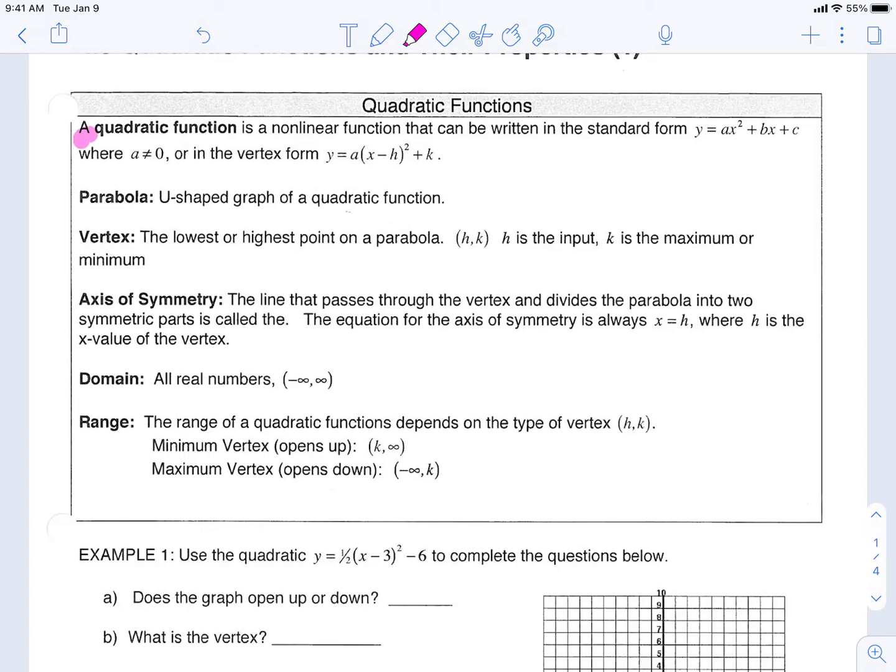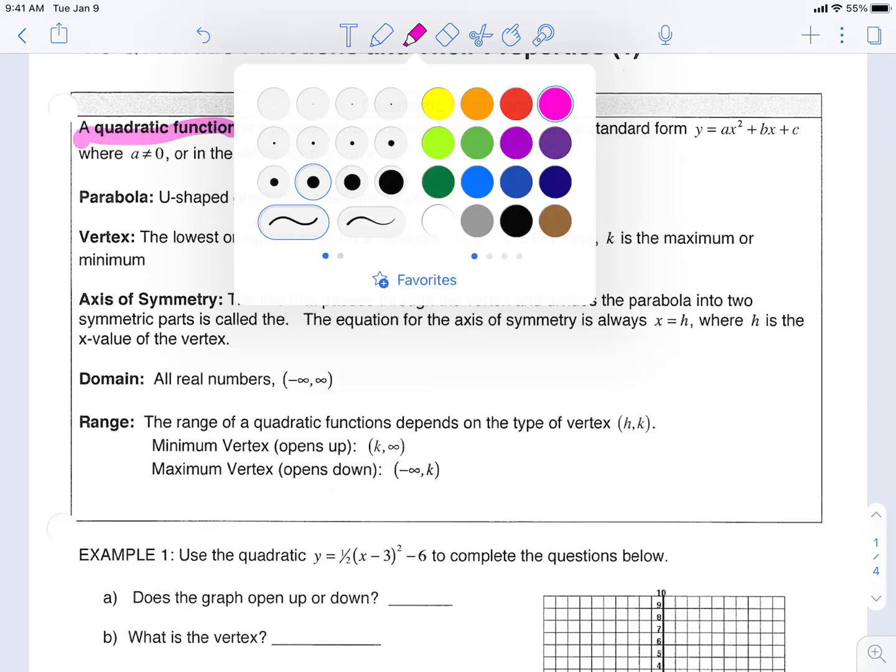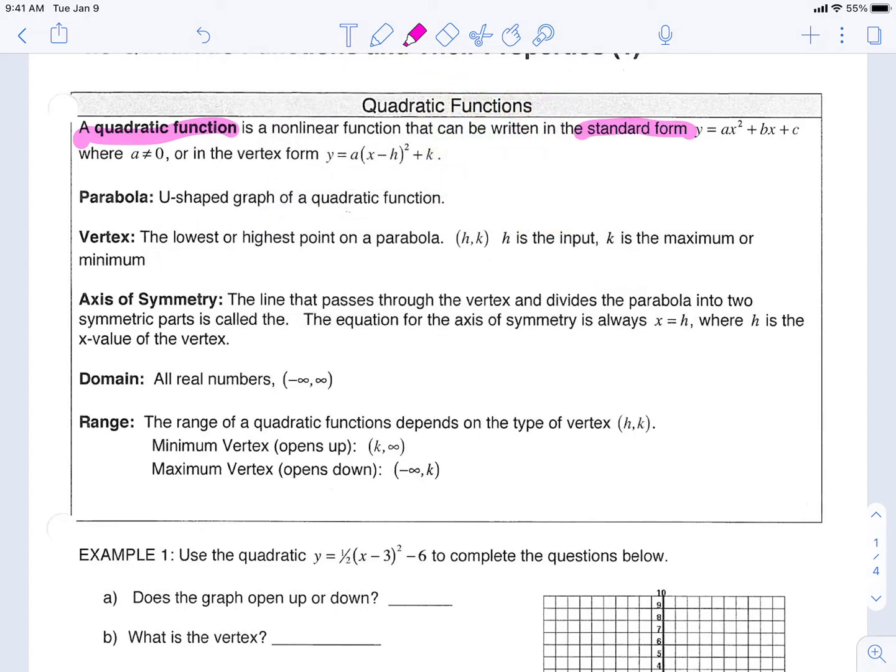All right, so what is a quadratic equation? It's a nonlinear function that can be written in standard form, y equals ax squared plus bx plus c. A little known thing about this, all these letters are pretty important. The c is actually the y-intercept when it's in standard form, and the a tells you if it's narrow or wide, and it also tells you if it goes up or down. It's up if it's positive, it's down if it's negative. Okay, so that's in standard form.